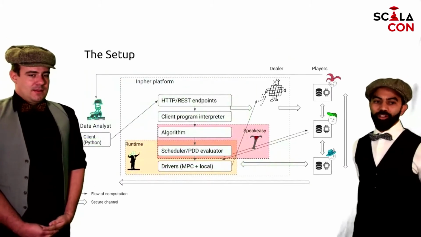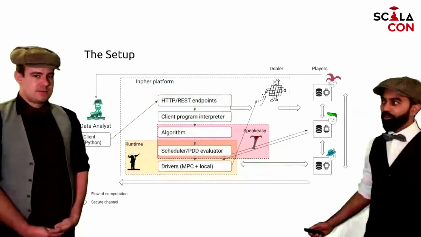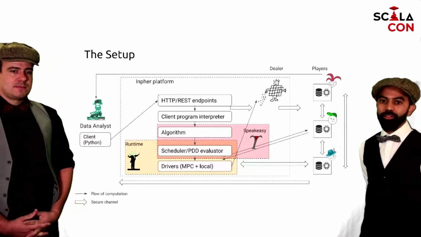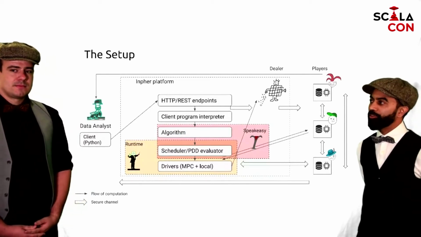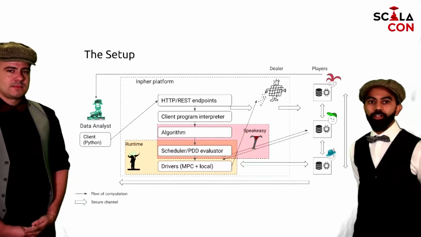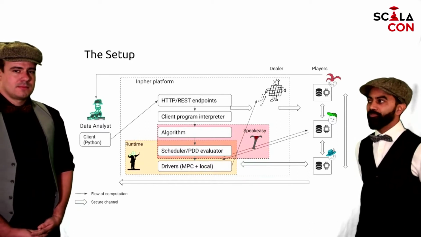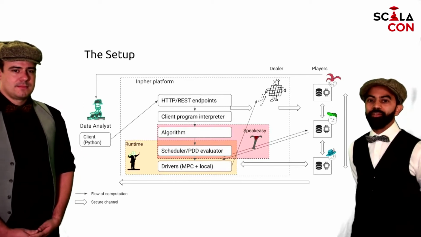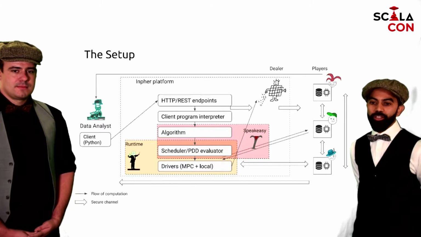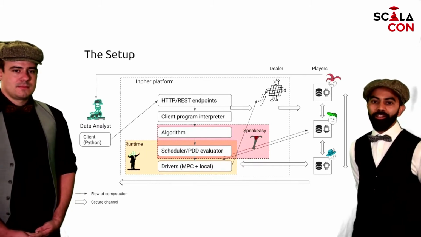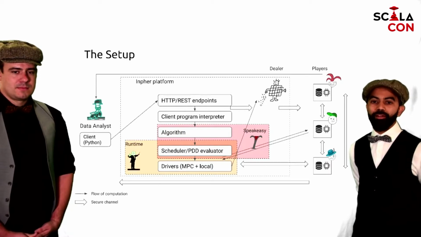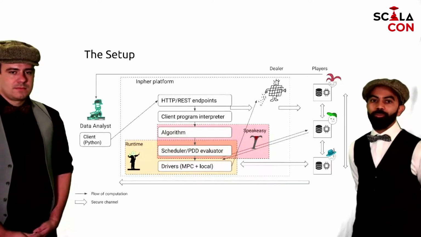So where does one go to Speakeasy program? Let's look at the general flow of executing a privacy-preserving computation. So taking all the actors that Jakob introduced to you, the flow is as follows. You have a data analyst sitting somewhere outside who wants to execute a computation. And they would do it generally using a client. It could be a web client or something like Python, which most data analysts are familiar with. They then submit this computation to the Infer platform, for instance, using an HTTP REST endpoint.